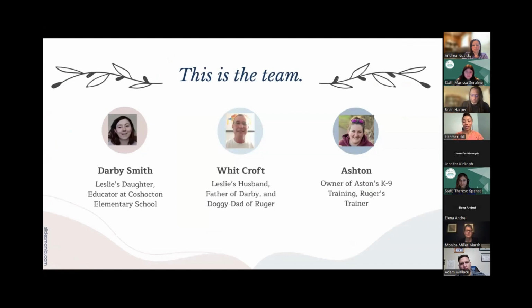Okay. So the context in which the work continues is situated in Coshocton Elementary School, where Leslie was a second grade teacher, and also where her daughter serves as an intervention specialist. The trainer they connected with is named Ashton, and you'll hear folks talk about her in the interviews. This is the legacy team, if you will.